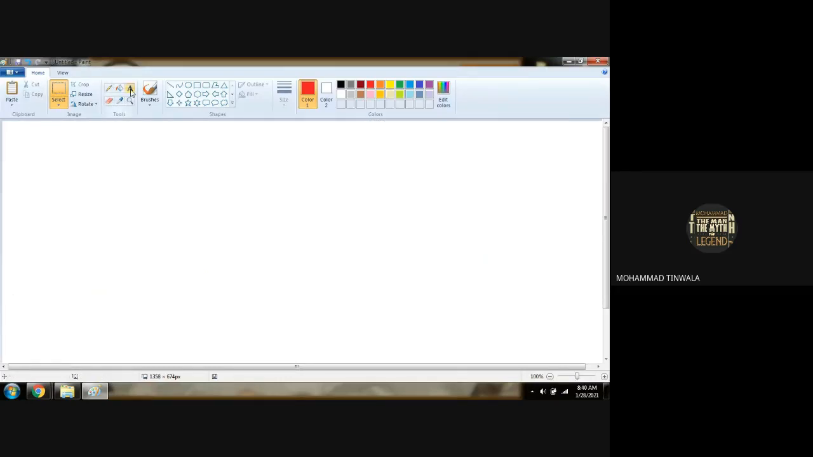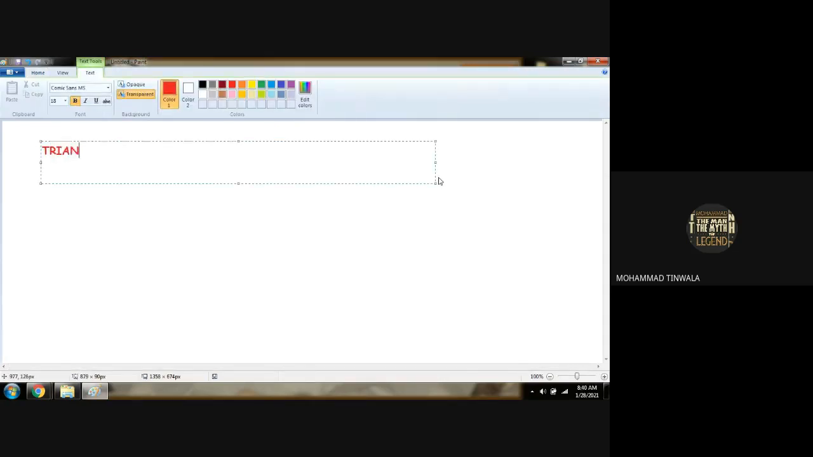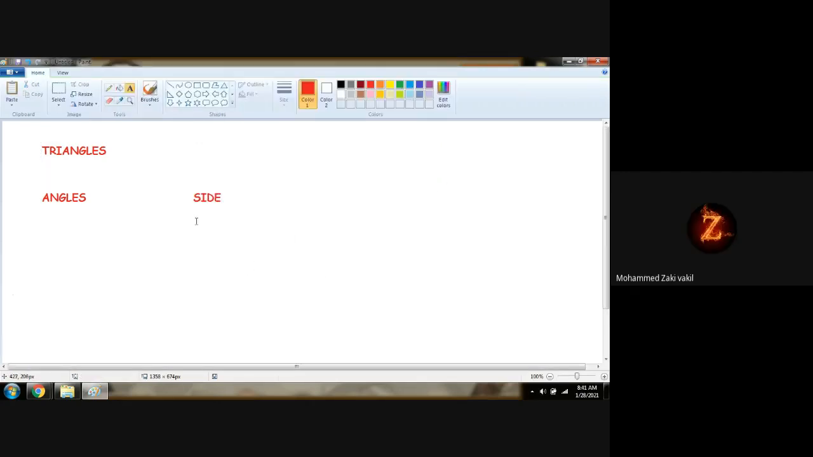Our next topic is triangles. How many types of triangles are there? Who will tell me? Triangles are based on angles, and triangles are based on sides. There are two parts of triangles. Yes. So now who will tell? Equilateral triangle, isosceles triangle, and scalene triangle. That is for what? Angles or sides? Sides. Very good, beta. It is for sides.